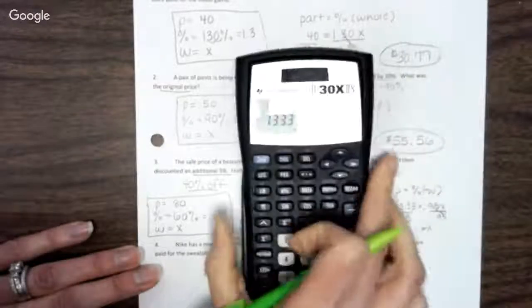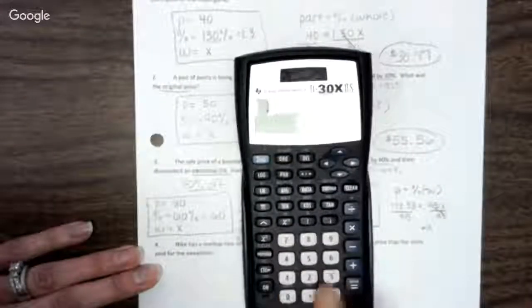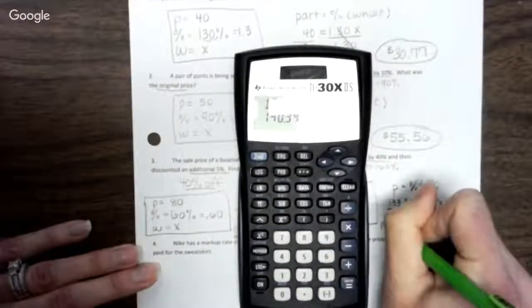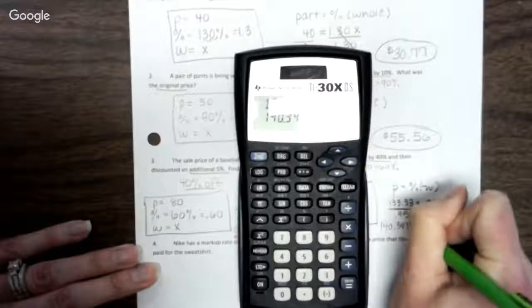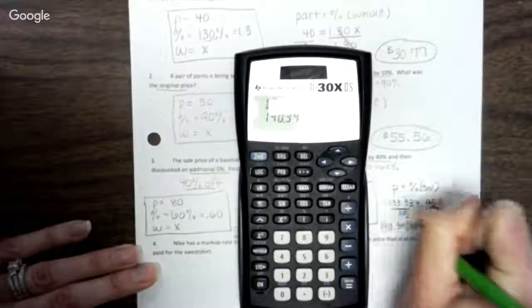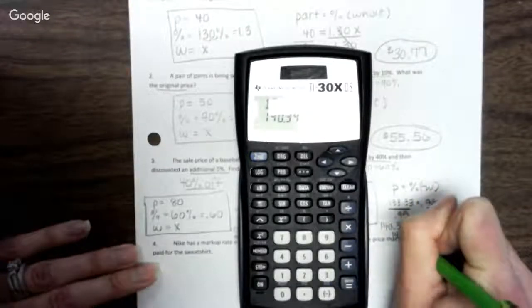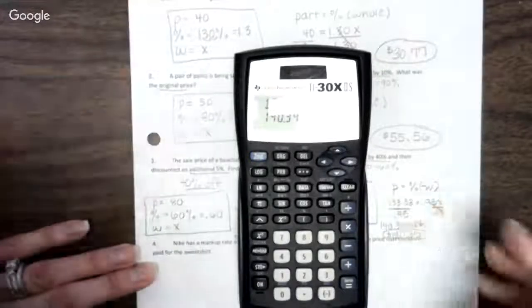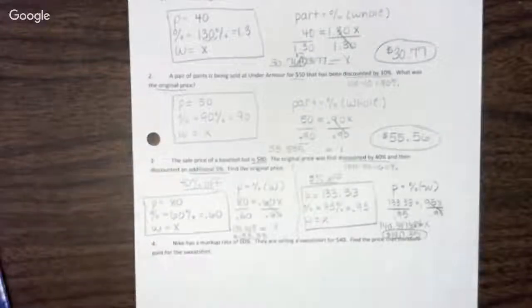So 133 divided by 0.95 gives us another long number. Write it out and round. So the 7 tells us to go up to $140.35. That would be the original cost.